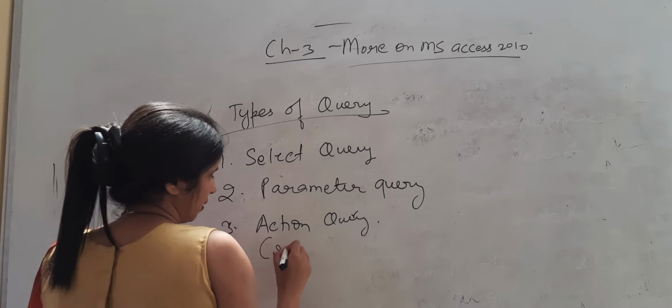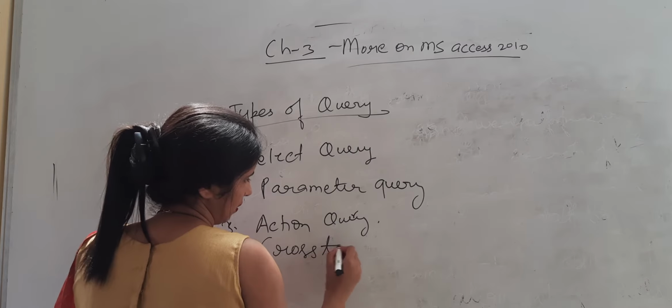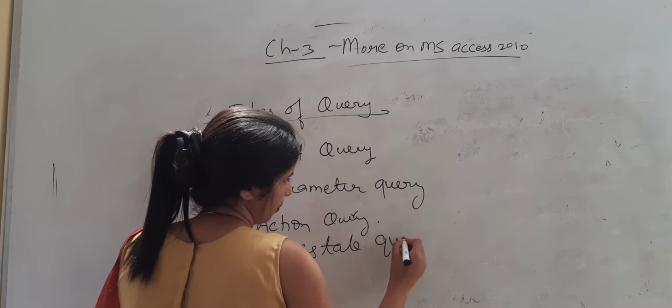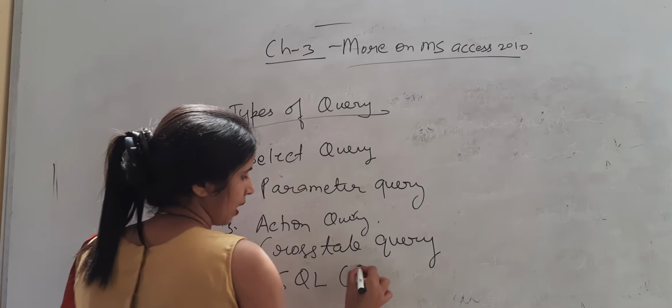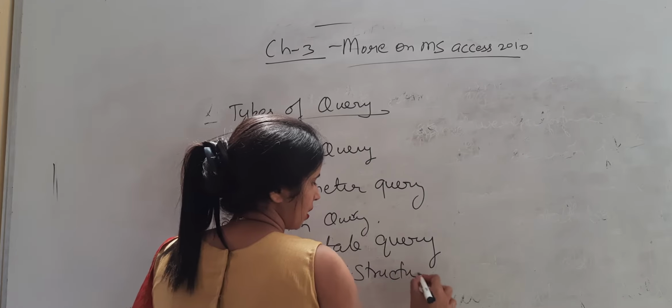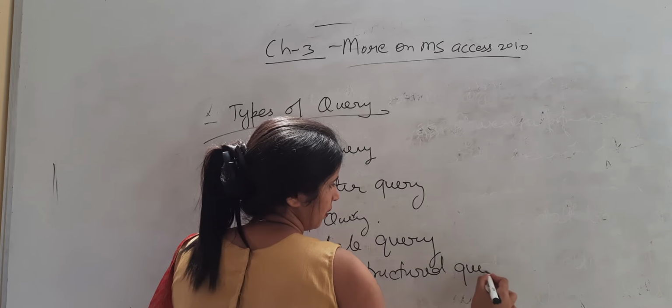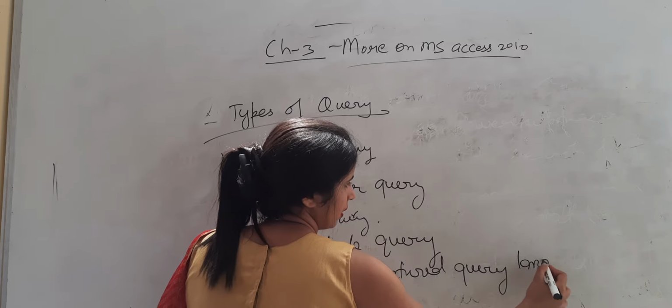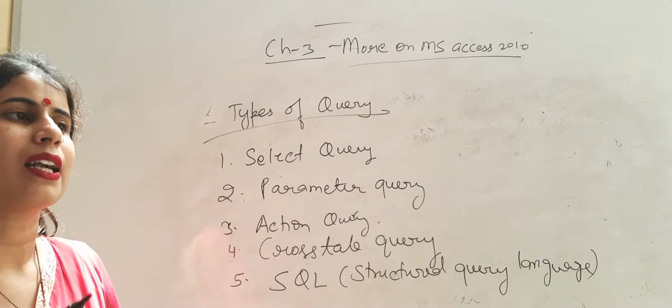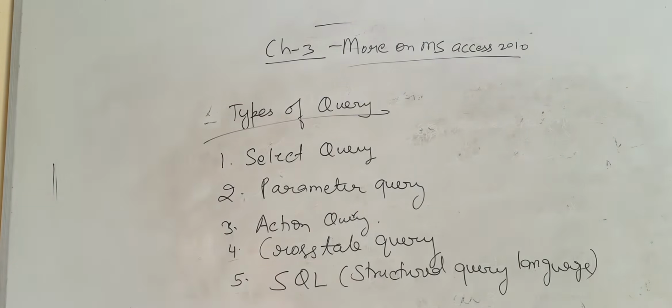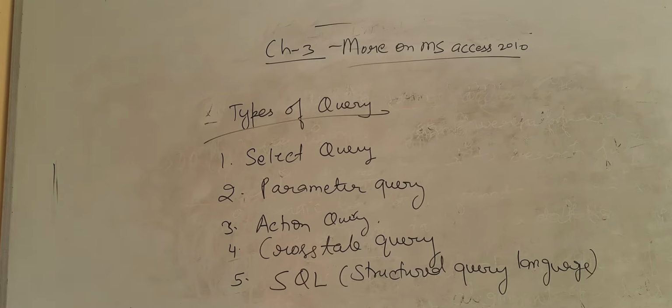Fourth one is cross tab query. And last one is SQL. SQL means structured query language. So these are the types of query. The first one is select, second one is parameter, third one is action, fourth one is cross tab, and the fifth one is SQL, structured query language.